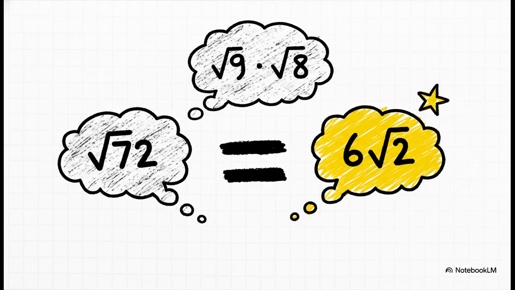Okay, so let's recap. We've got the square root of 72, we've got the square root of 9 times the square root of 8, and we have 6 root 2. 3 different looking expressions, but they all represent the exact same number. So our mission, right here, right now, is to figure out what simplest actually means and how we can get to that simplest form every single time without fail.